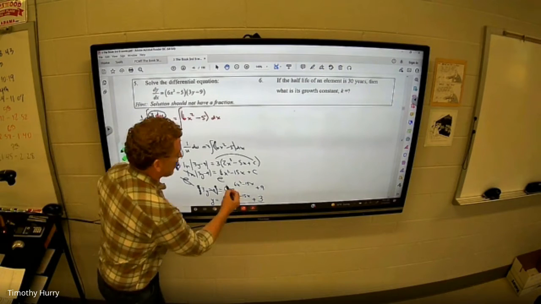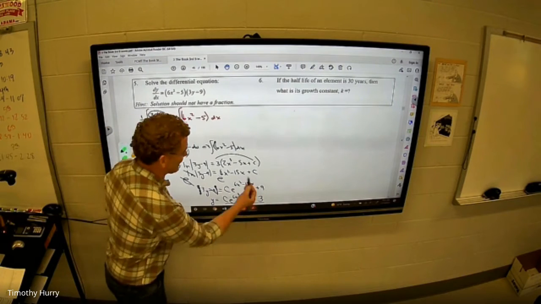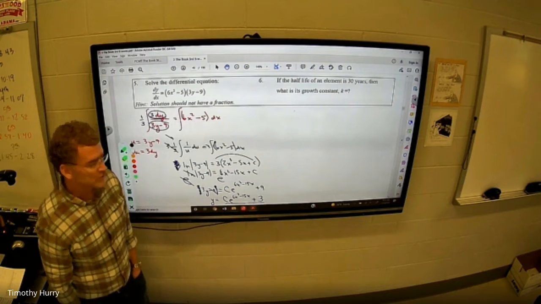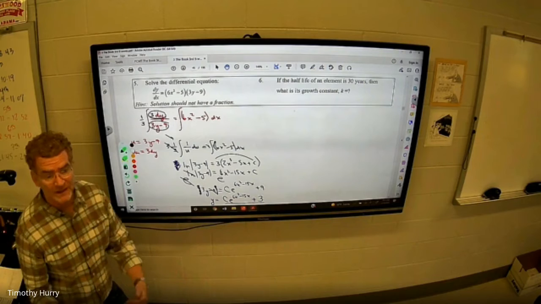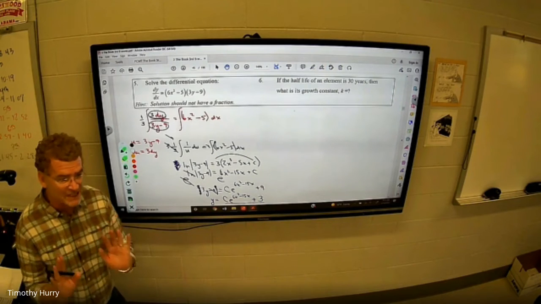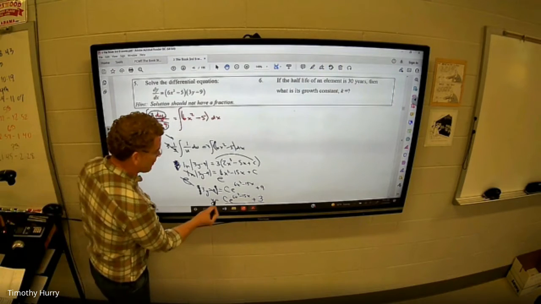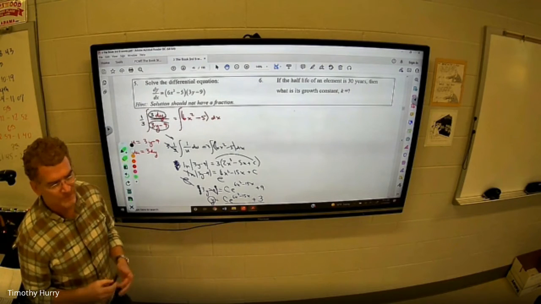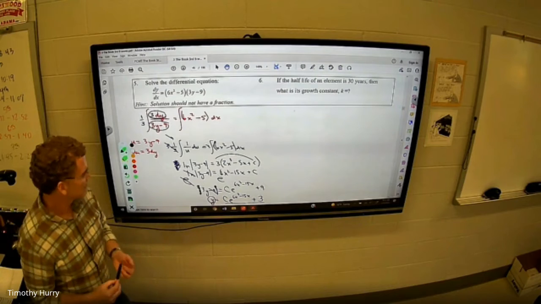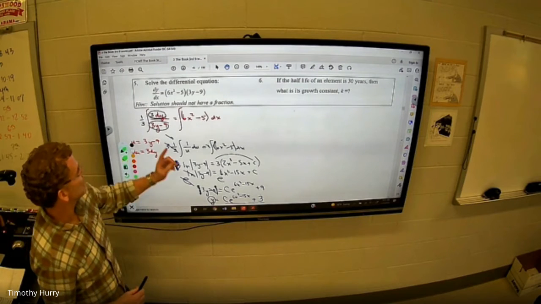Or if it was free response, you could put that whole thing over 3. You could have a c over 3 and a 3. Lots of different options that they would accept on free response, because they don't need you to do anything more than solve for y. The simplifying part is not as important to them. Make sense? So that would be the differential equation for that.